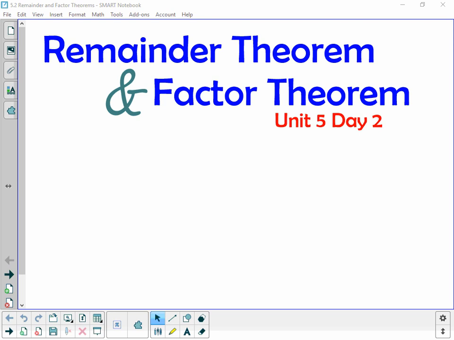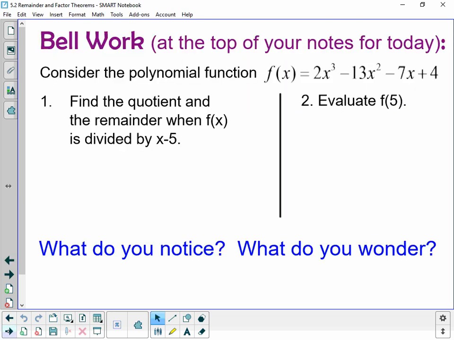Alright, this is our second lesson of Unit 5. Today we'll be talking about a couple of theorems relating to polynomials. So I wanted you to look at these two questions. They're on the top of your notes. Find the quotient and the remainder when f of x is divided by x minus 5. And then the second part is to evaluate f of 5.